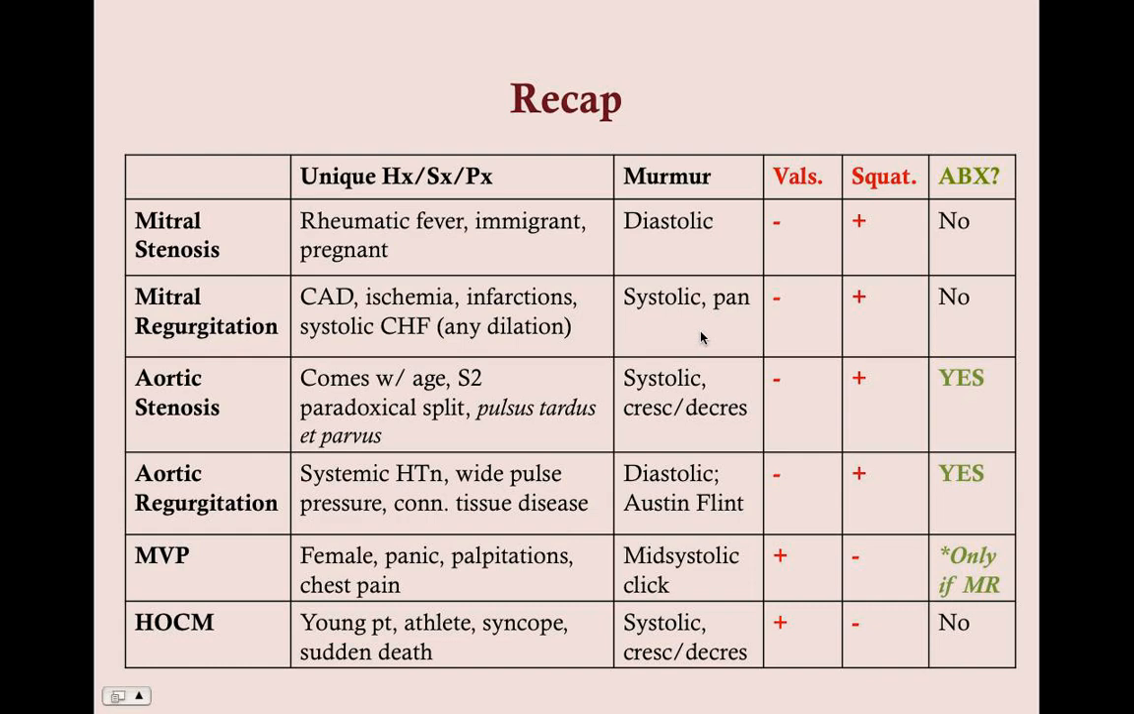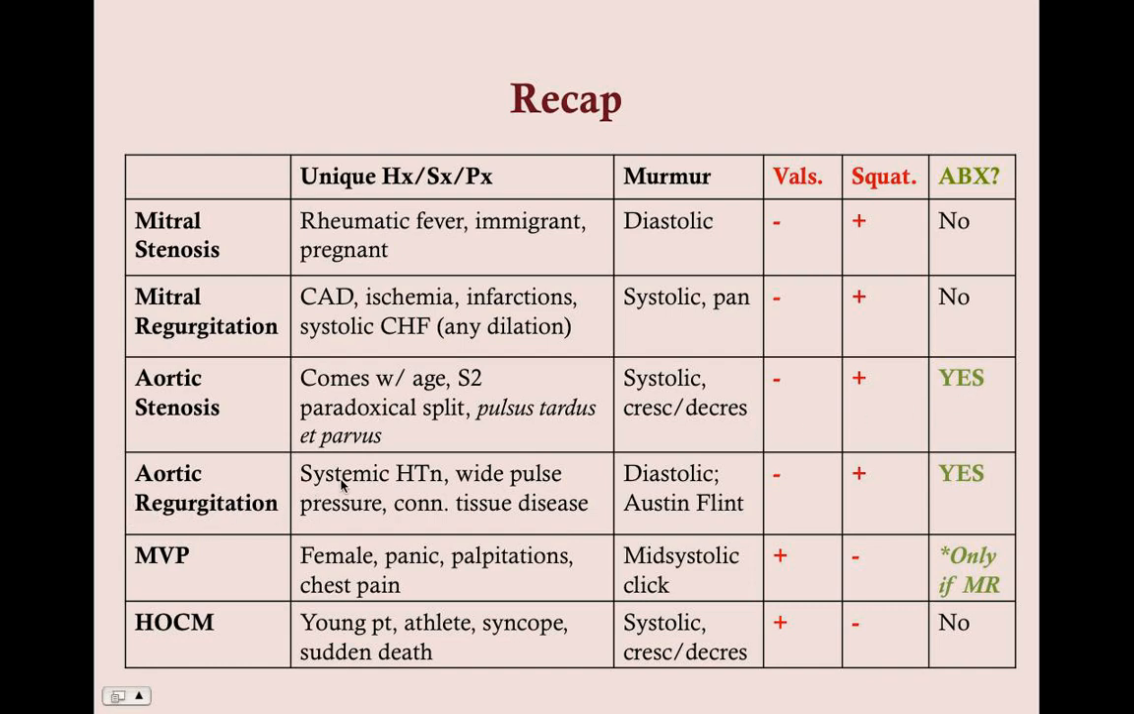You'll hear a pansystolic murmur, no antibiotics needed. Aortic stenosis comes with age. You'll hear an S2 paradoxical split, pulsus tardus et parvus, and you'll hear a systolic crescendo decrescendo murmur. Any aortic defect, you're going to need antibiotic prophylaxis.